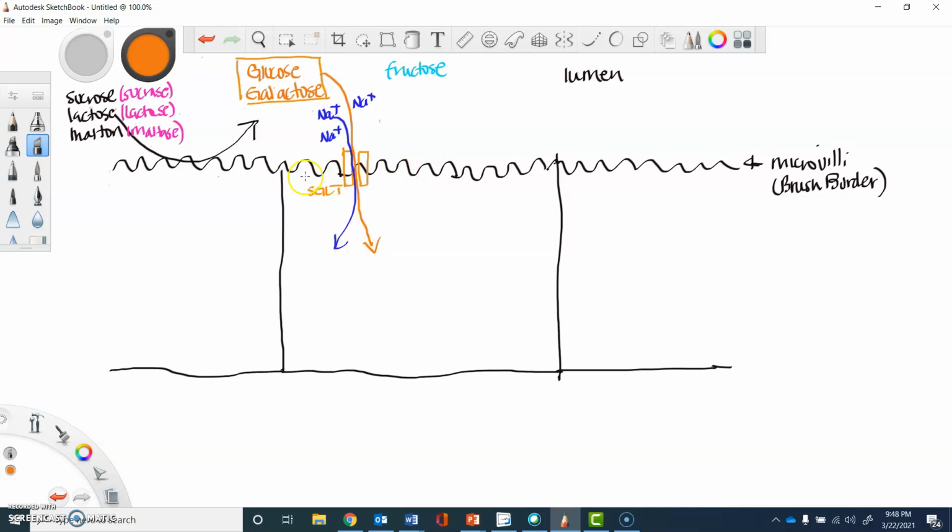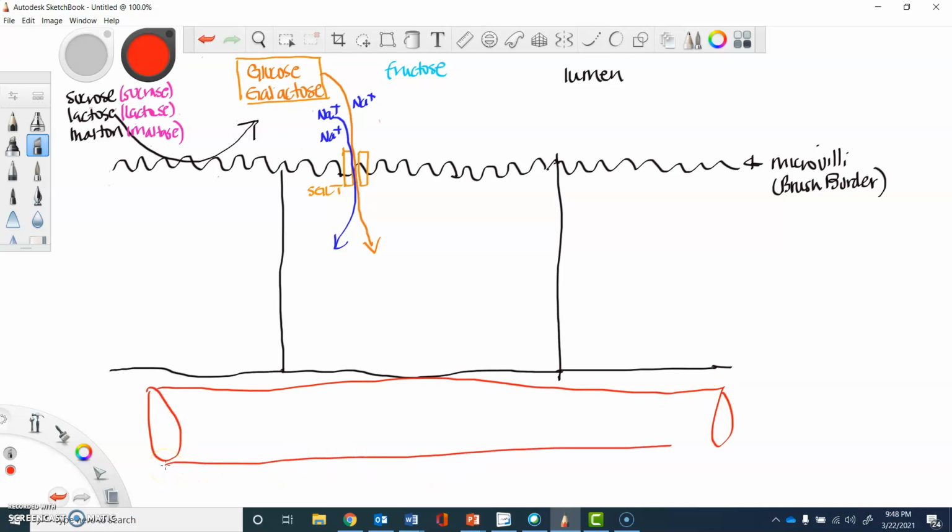Now, the glucose and galactose, as they come into the cell, are going to start to fill up the cell, and the gradient for the movement of that is going to go down. So we want the glucose to go into the blood. So if we're down here, we have our capillary beds, or capillaries here. We want to be able to bring glucose into the blood, and we also need to maintain the gradient for sodium to keep on bringing in that glucose.